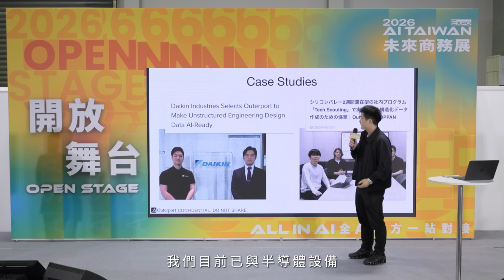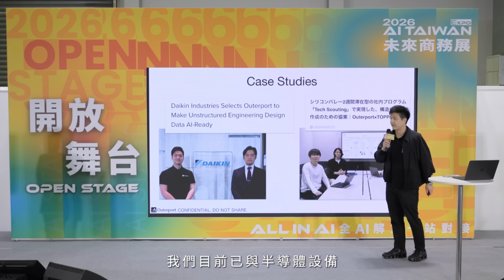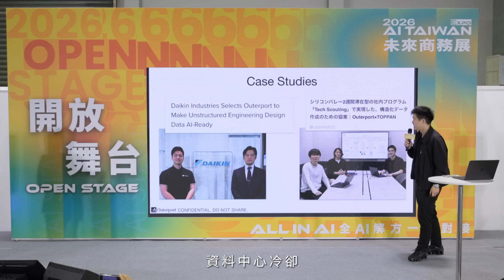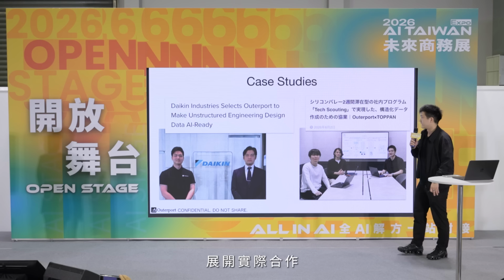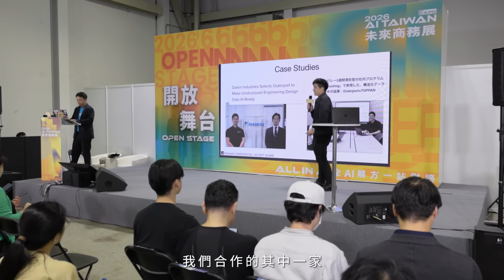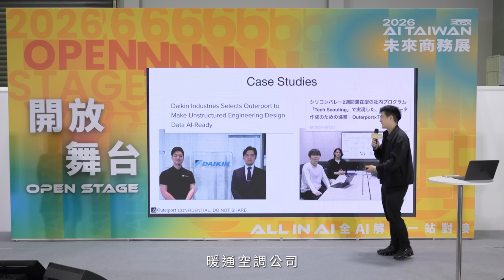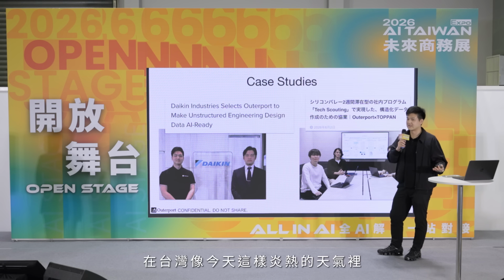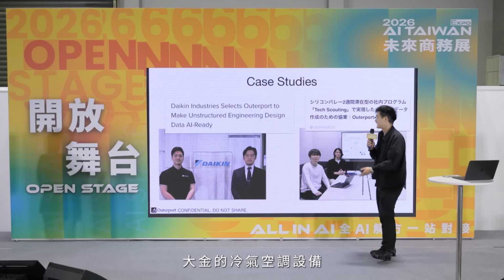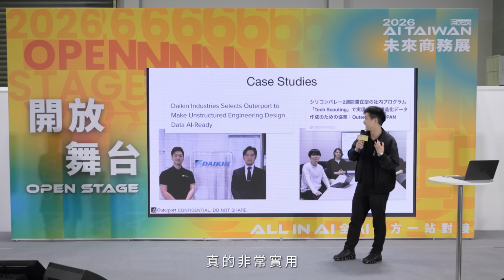Yeah, we're actually already in production with a bunch of very large companies in semiconductor equipment, data center cooling, and chemical manufacturing. And one example of a company that we work with is Daikin, which is a very large HVAC company in Japan. And on very hot days like this in Taiwan, on this day, Daikin's HVAC equipment are very nice to have.